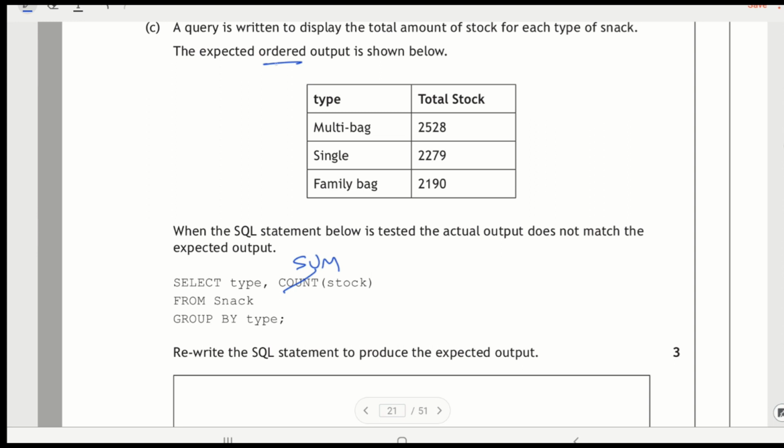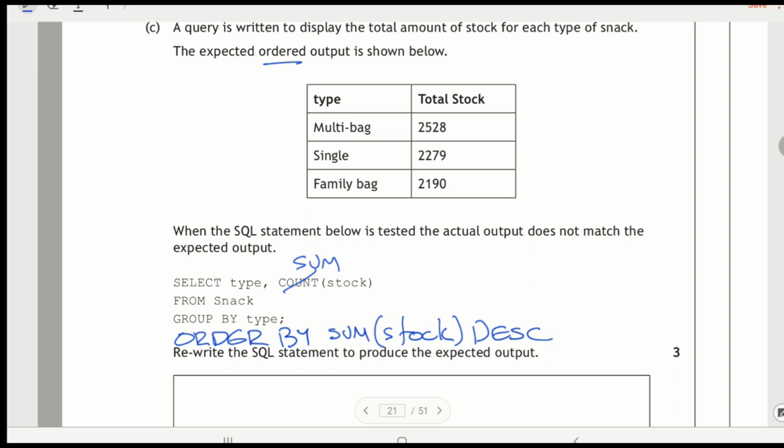Now, if I highlighted there, it's ordered output. So this is meant to be sorted. And if we look at it, what order is it sorted in? Well, it's maybe not immediately obvious, but it's in descending order of the stock. And if you looked at it for a few minutes, you would eventually see that. So the stock is the highest number up here, the lowest number up here. So that would be order by, so order by total stock descending.